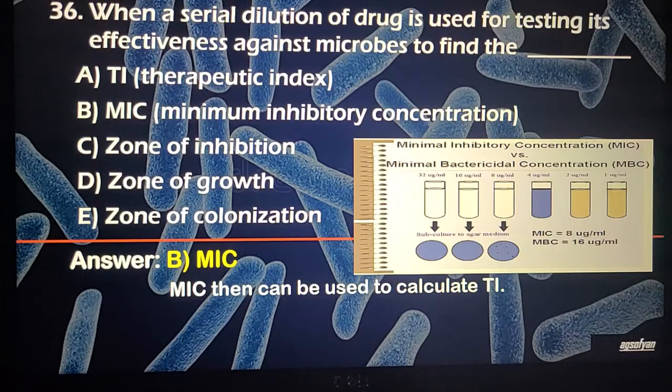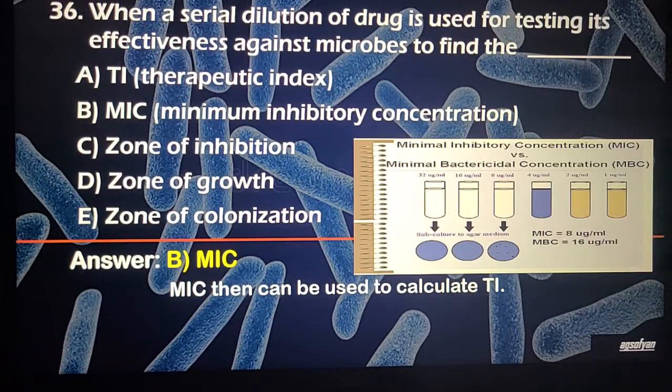So this is the process again. We have serial dilutions of drugs, or antibiotics, for example. On the right one, it is only one dose, 1 microgram per milliliter. And then usually we increase it by doubling the dose. So 1, 2, 4, 8, 16, and 32.